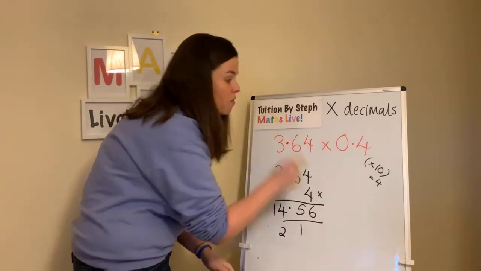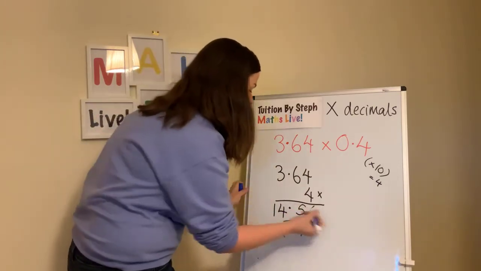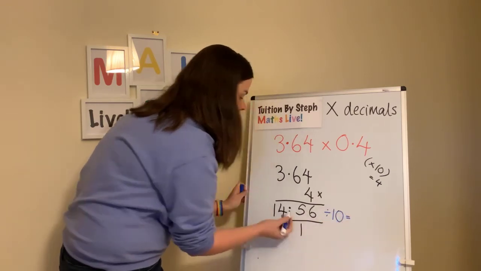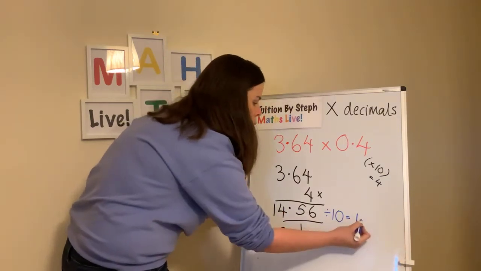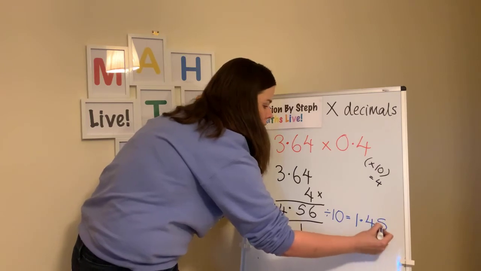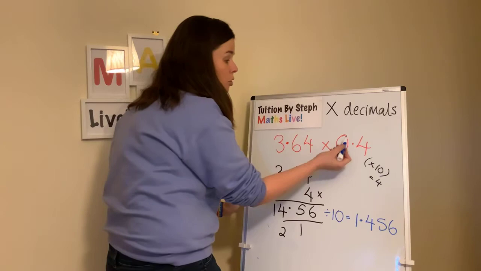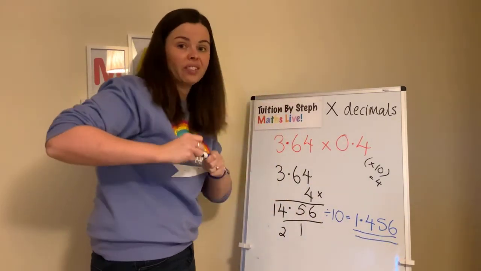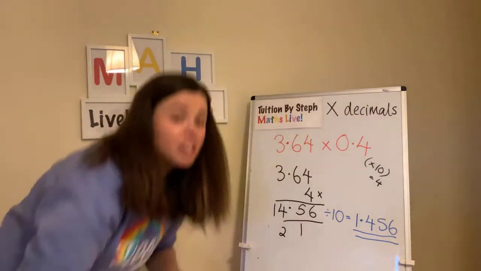Because at the beginning, when we were really sneaky and made it into a whole number, we need to turn it back. So we divide our answer by 10. So the decimal point, make it slightly smaller. So it's now, can you see how the decimal point's gone 1 to the left? So that's our answer. 3.64 times by 0.4 is 1.456.